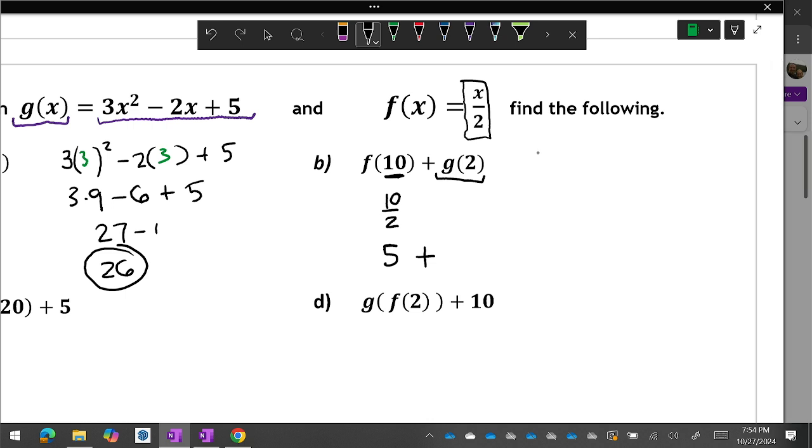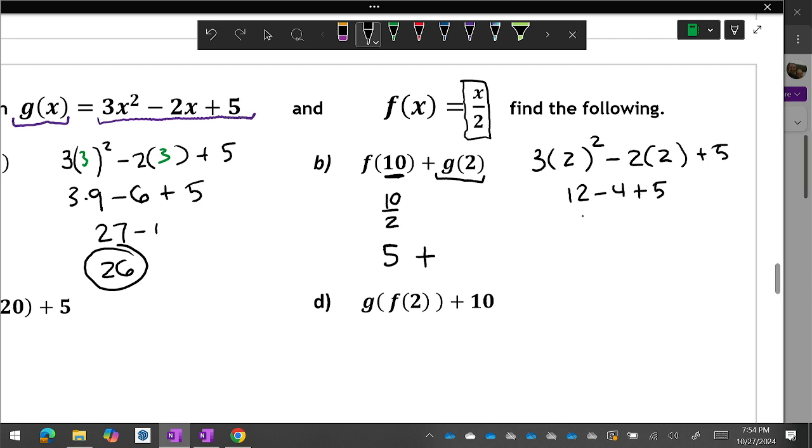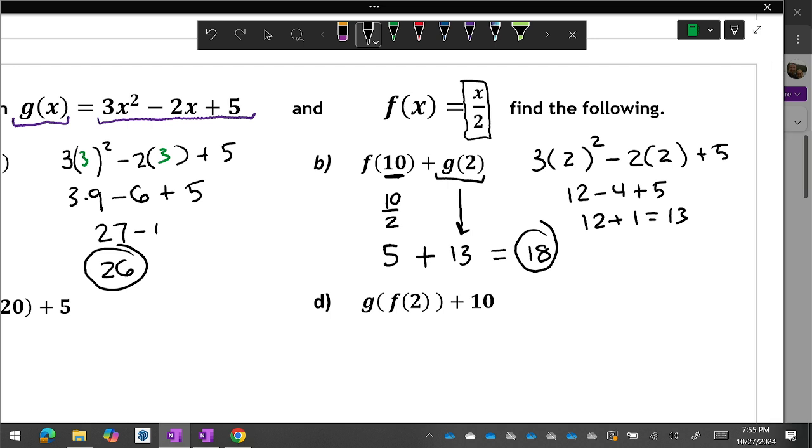So let me go ahead and do this again. g is 3 times some input. The input in this case is the number 2, minus 2 times an input of 2 and then plus 5. So we're looking at 3 times 4. I square first, so 3 times 4 is 12 minus the number 4 and then plus 5. And that's going to become 12 plus 1, or 13. So g of 2 is the number 13. And when we combine those two, we get the number 18. So part B, the result of f of 10 plus g of 2 is the number 18.